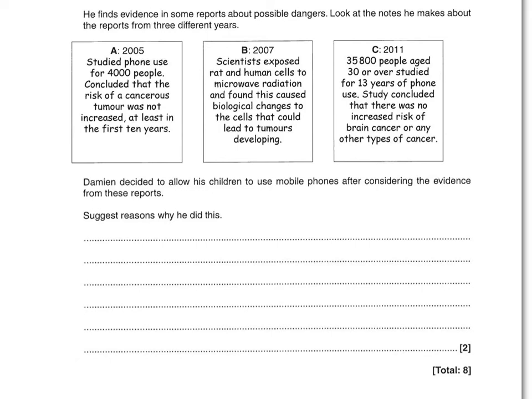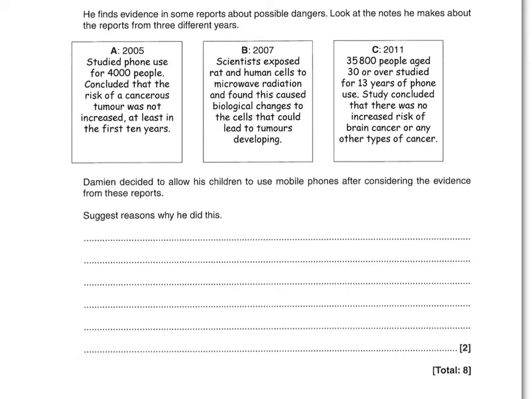So in C, you could see, if you look at it, they were aged 30 or over, and his children won't be that old. You could say that the study about the rat cells would not be representative of humans. You could say that A and B and C conflict each other.